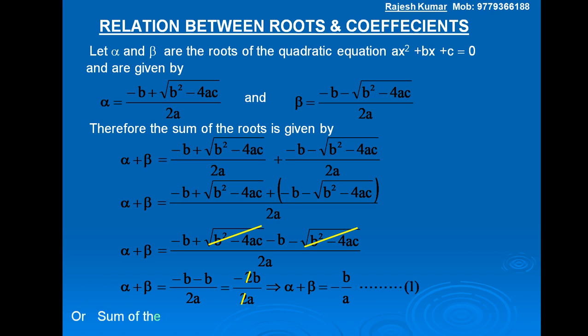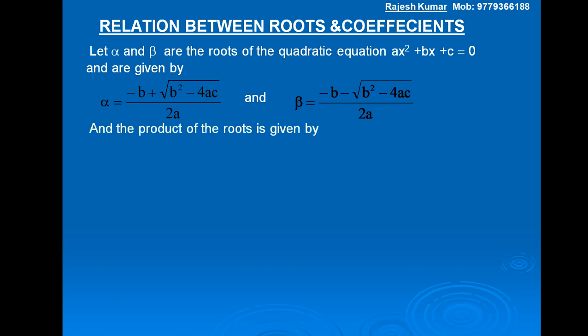Or the sum of the roots, capital S, is equal to alpha plus beta is equal to minus b upon a. This is the formula to find the sum of the roots from the quadratic equation. Let it be equation number 2.